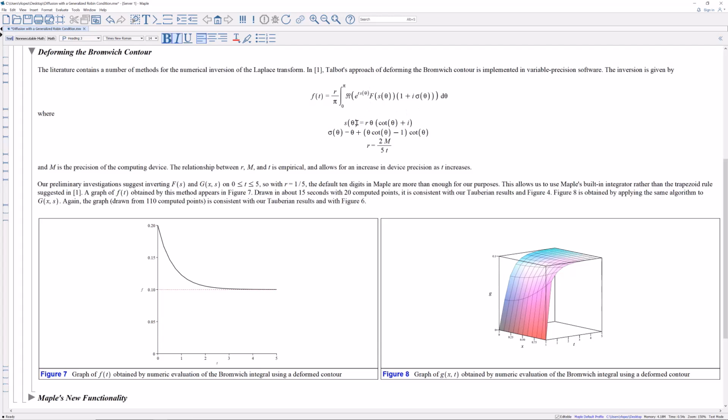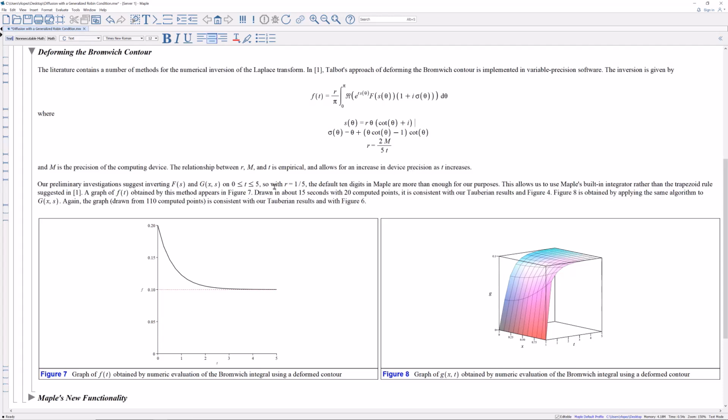You need to define these quantities. S of theta is this. Sigma of theta is this. And so you have the real part of e to the t s of theta, f of s of theta, and then here's where the sigma appears, integral d theta. There is an r, and r is 2m over 5t. Where do you get these numbers from? M is the precision of the computing device, and the relationship between r, m, and t is empirical. It was designed to allow for an increase in the device precision as t increases.